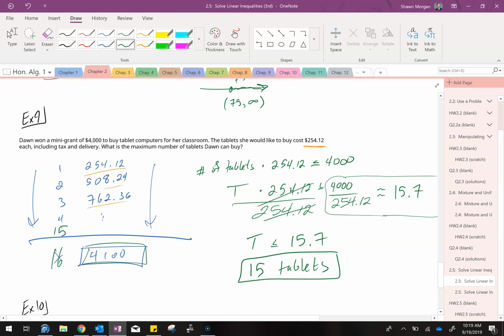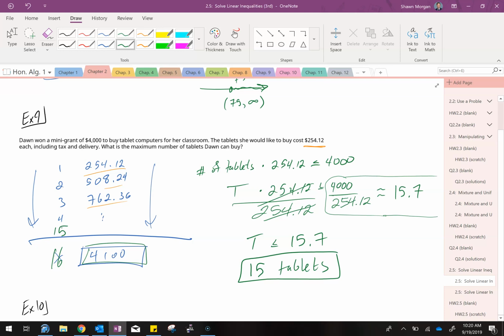Now that's just using math to answer a question that could be solved by brute force, but the math made it solvable in a much better fashion. Now I'd like to tack on an extra question here, just since you guys are so with it. How much change would she have left over in that grant to maybe buy some tablet covers or screen protectors or whatever? What would I do there to calculate how much she's got left in her grant?